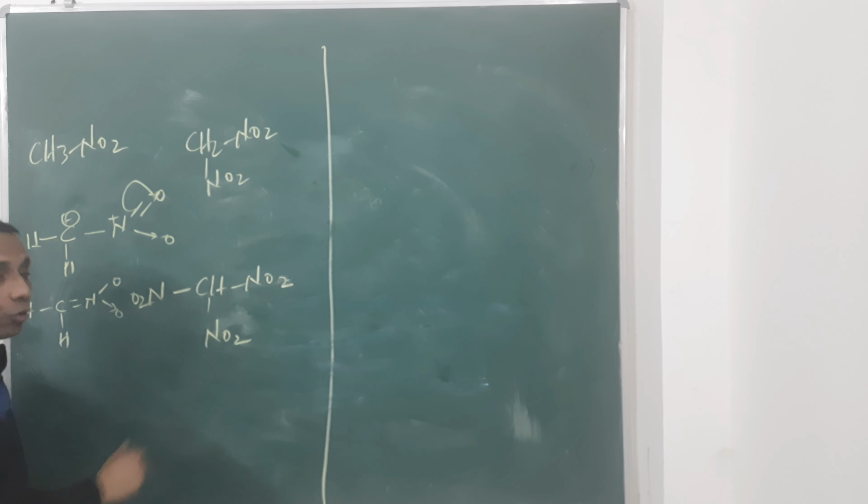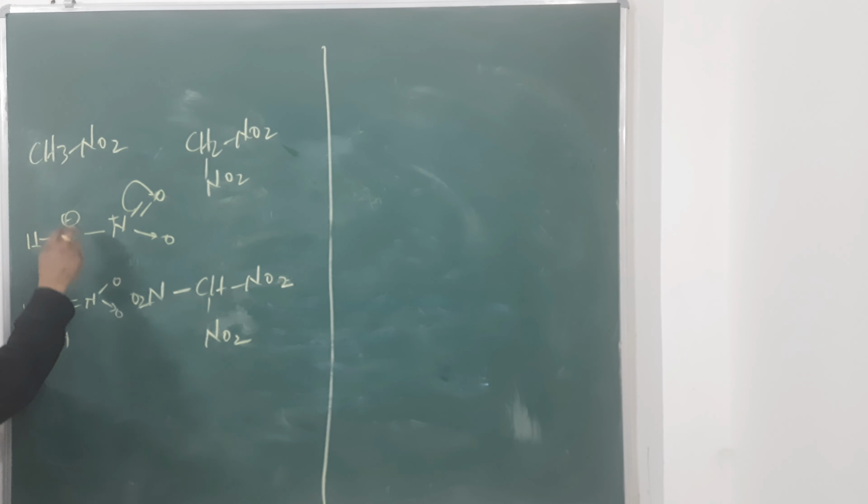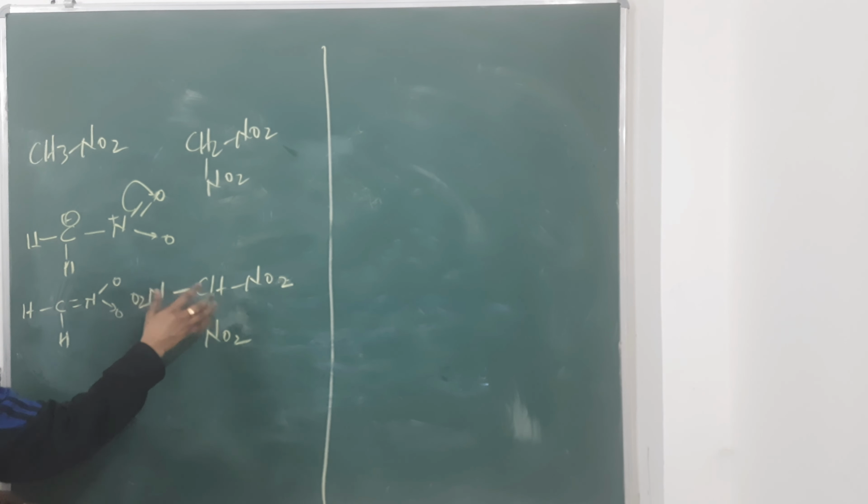If you have 3 NO2 groups, the negative charge will be better stabilized here. Am I right or not? Correct? With one NO2 group, the negative charge is stabilized in this way. If you have 3 NO2 groups, which are electron withdrawing groups, the negative charge will be better stabilized.